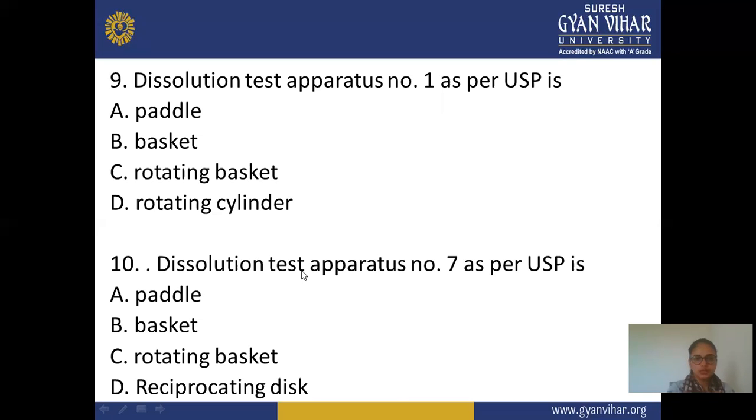Basket and this rotating cylinder. In this, you select apparatus type number 1 as per USP, out of these four options.